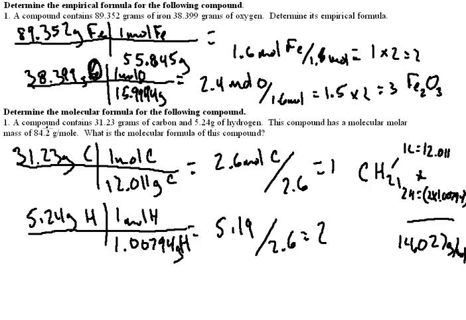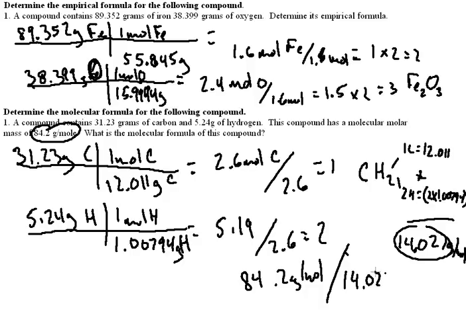How does this compare to our molecular formula's molar mass? So what we're going to do is just take that 84.2 grams per mole, and we're going to divide it by our 14.027 grams per mole. And what I end up with, if I do that math, is 6. Well, what does that 6 tell us? So that 6 is how many times more massive our molecular molar mass is than our empirical formula mass, which means we're going to have to multiply all of our subscripts in our empirical formula by 6.